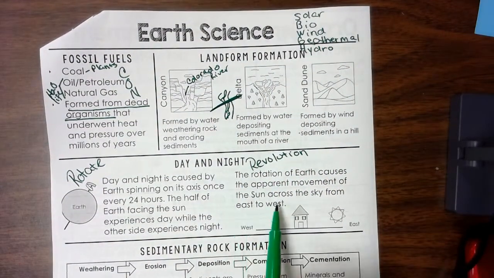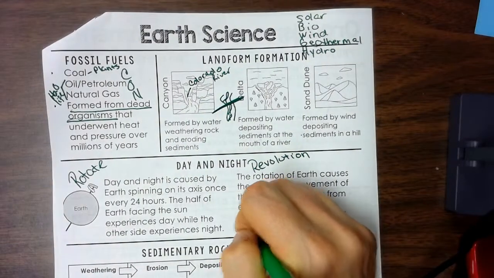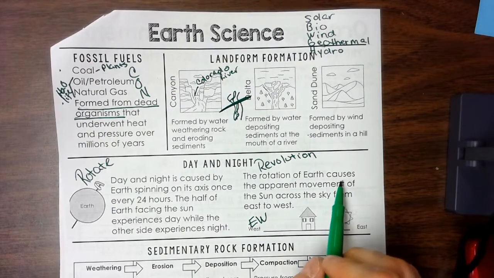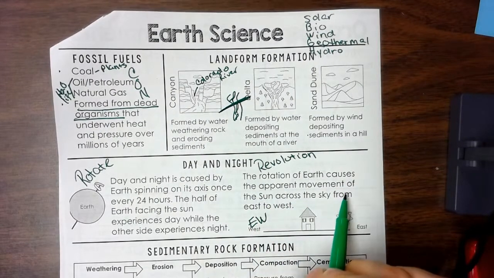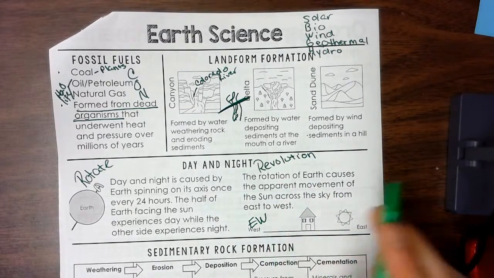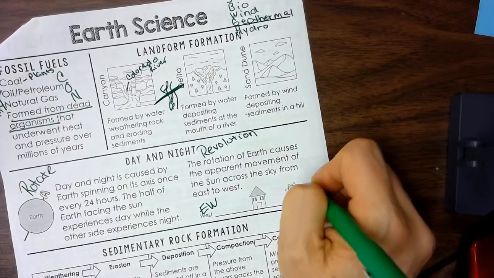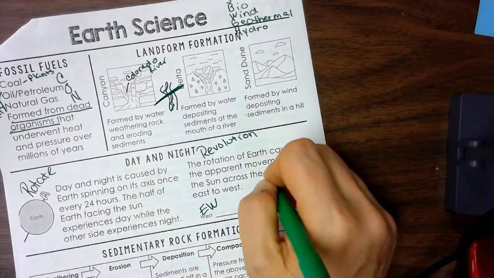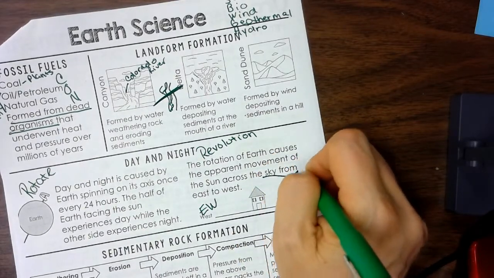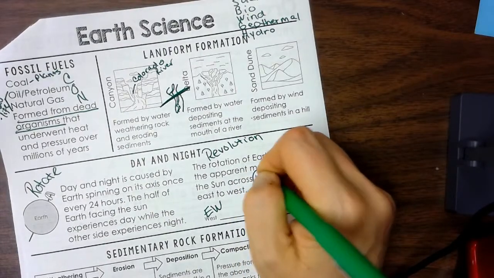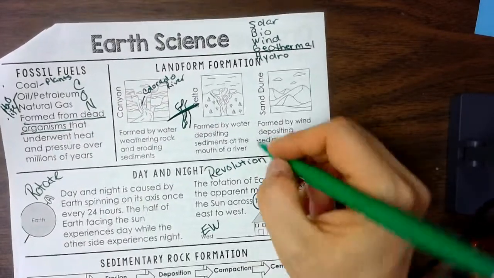All right. Let's go to this one. Yay, I love this one. The rotation of Earth on its axis causes the apparent movement of the sun across the sky from east to west. So the sun comes up in the east and it sets in the west. If it comes up in the east, this is all AM, right? Morning time. What is right here? When the sun is right there, what time of the day is that?